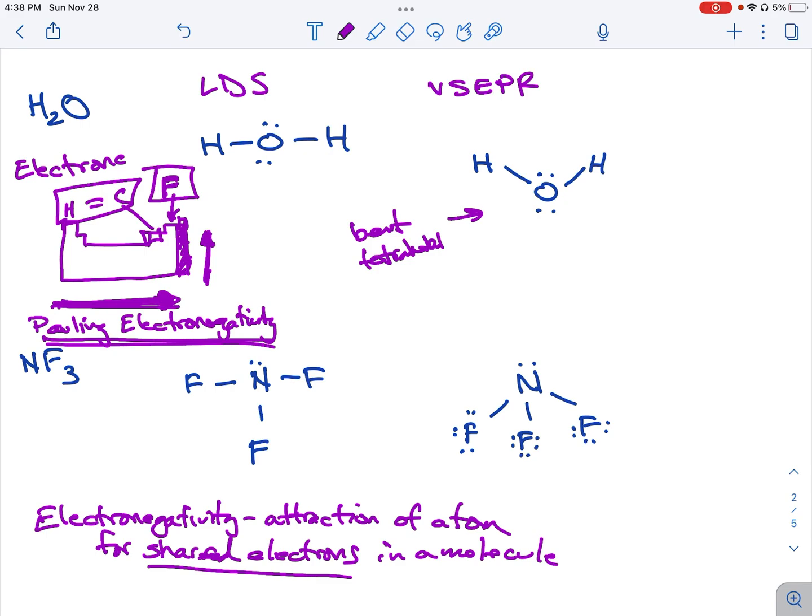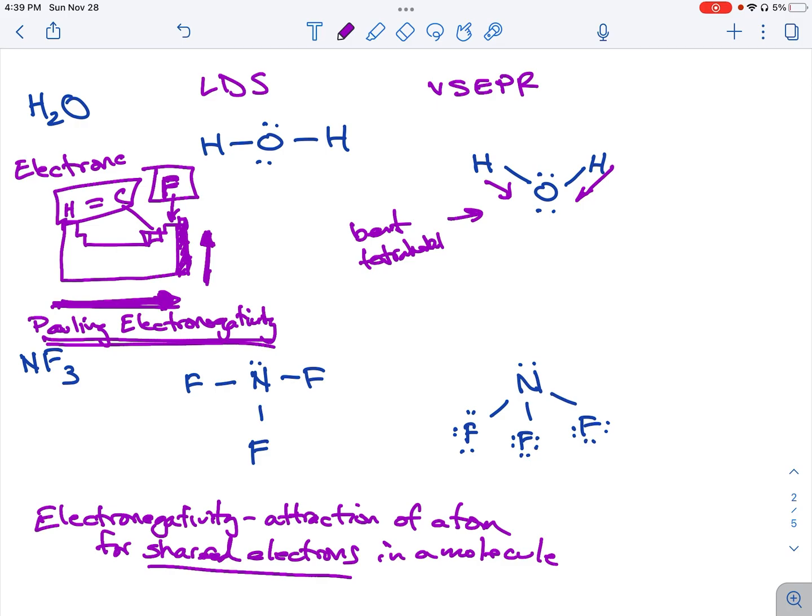And so we're going to look on the periodic table and find that oxygen is to the right of carbon. And so oxygen is going to be the more electronegative of the two atoms you have in this molecule. Then we think about, that means that the shared electrons are going to be pulled this way towards the oxygen.